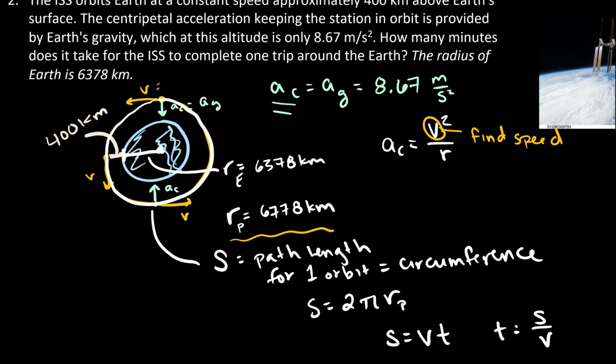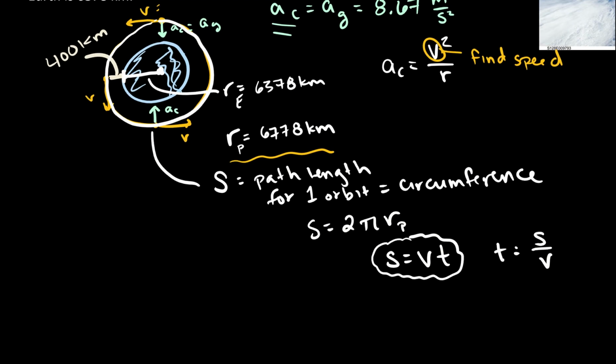Okay, so I can use my centripetal acceleration to find v, and then I use my knowledge of the radius of the path to find the circumference, the path length of that orbit. Then I can use my knowledge of distance equaling rate times time, or in my variables, S equals v times t. I can rearrange to solve for time. So that's the plan. Now let's carry out that plan.